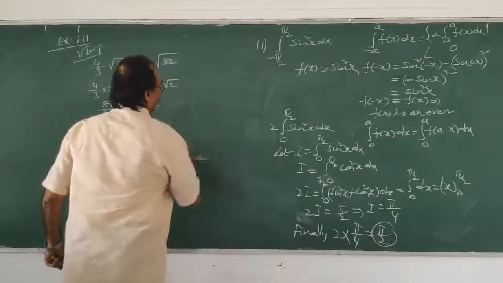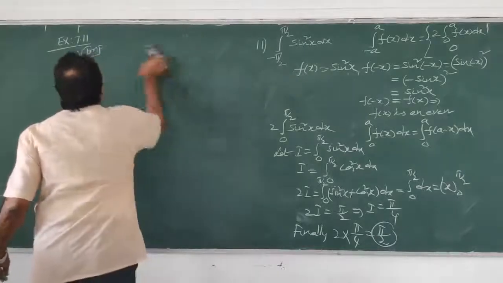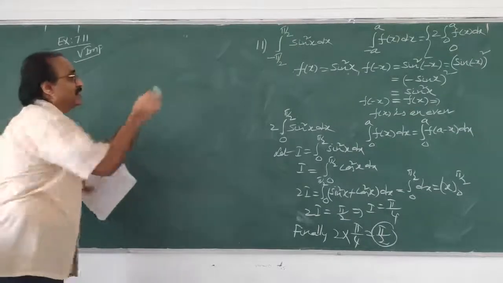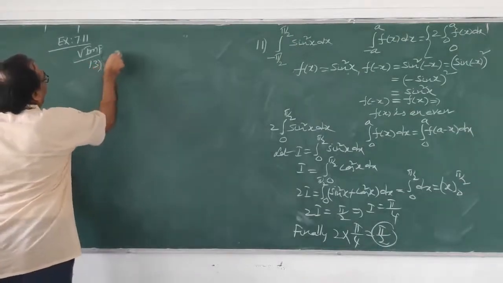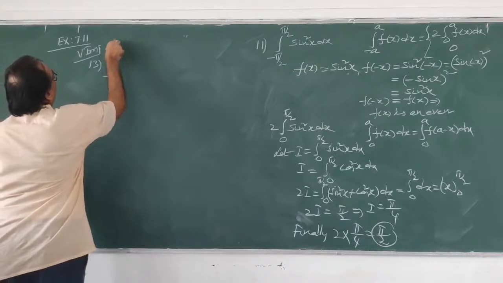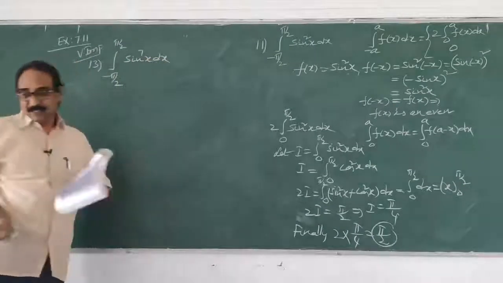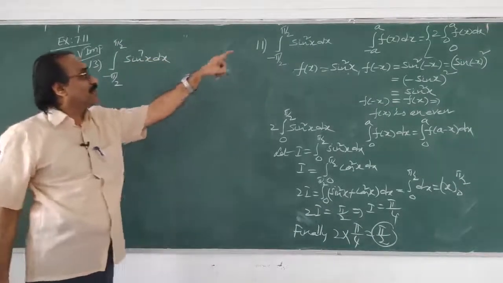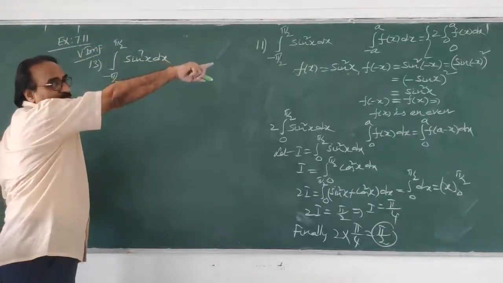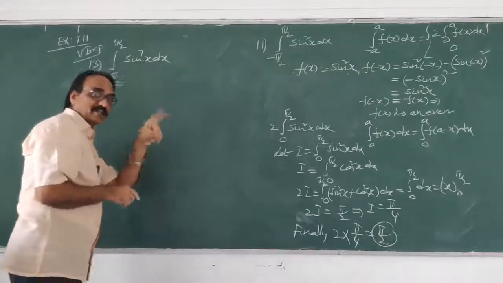At the same time, you see, another problem is given. Problem number 11 is done. Now problem number 13: integral minus pi by 2 to plus pi by 2 of sine power 7 x dx. You see, my dear students, same again, minus pi by 2 to pi by 2, but here 7 is given instead of 2, that's all. Again minus a to a means the same property. I already wrote the property. Please excuse me, I cannot write it once again because I am already showing it there. But in your exam, you should write it.